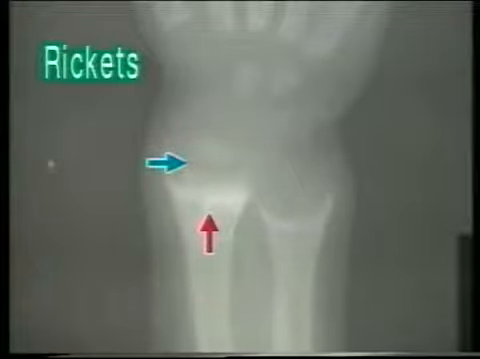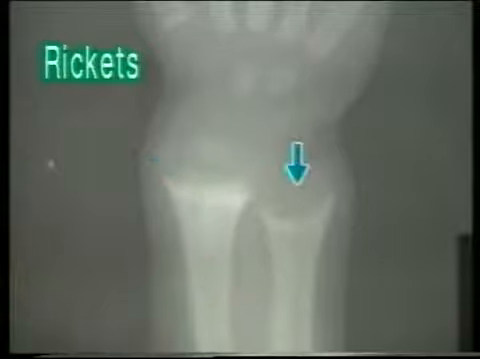The margin of the metaphysis is blurred and frayed, that is, the line of provisional calcification is disturbed. The metaphysis is widened and its end is concave. The arrow shows the increased concavity of the metaphysis in the ulna, termed cupping.